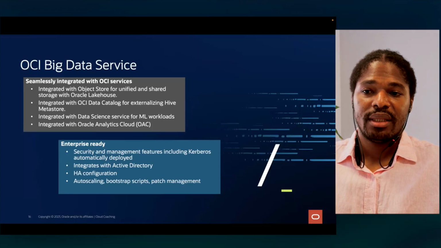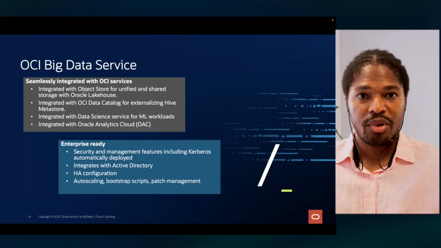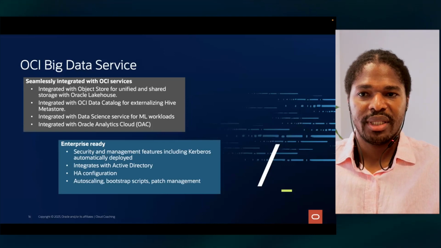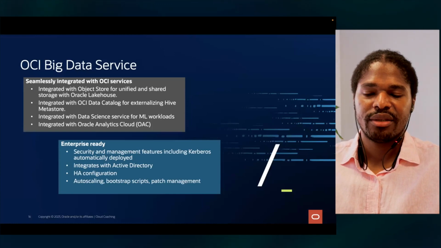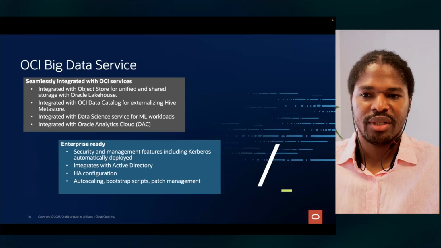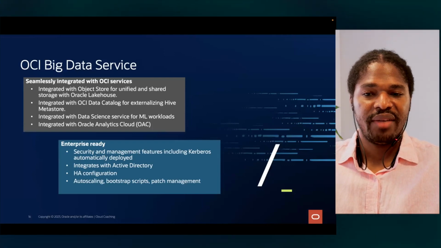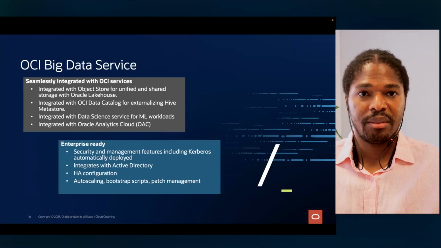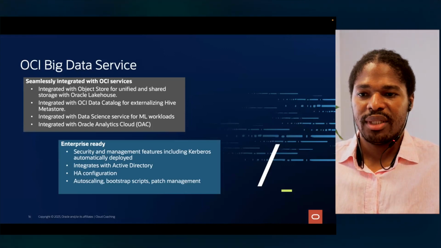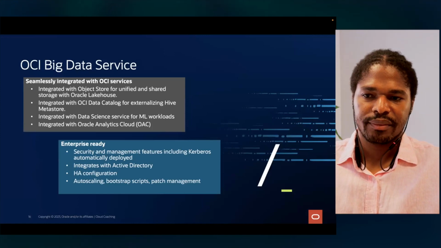And overall, we can see that the big data service is enterprise ready. So again, you have the security and management features, which include Kerberos deployed out of the box with the high availability option and secure option. It also integrates with the Active Directory. You have the high availability configuration for the production environments, the auto scaling, which represents substantial savings in terms of cost and operational overhead, because you don't basically need some engineers to actually do that. It can just be set up into the configuration and it will be handled automatically.